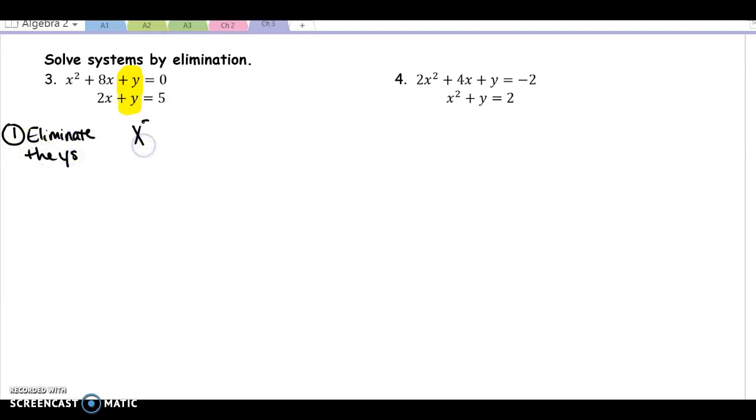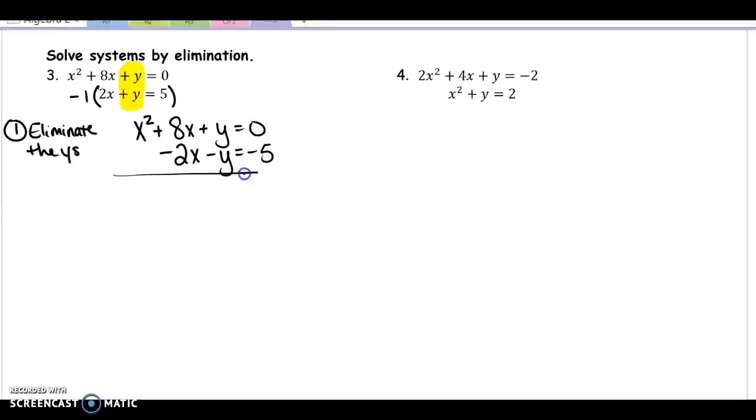Sometimes it'll be set up perfectly to eliminate the y's. Sometimes you're going to have to do something to it. In our case, the second equation, we need to multiply by negative 1. It will help you if you line up the things that match. Once you have them set up for elimination, add straight down. We end up with x squared plus 6x, the y's eliminate, equals negative 5.